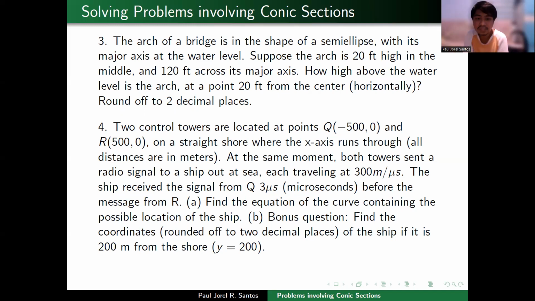Now, this problem here or this task A here is required. It is required for you to answer. Find the equation of the curve containing the possible location of the ship. That is the first one. Well, the second one is a bonus question. If you want to have an additional point, I guess, no, you must answer this question. Find the coordinates rounded off to two decimal places of the ship if it is 200 meters from the shore. Meaning to say, y is equal to 200.